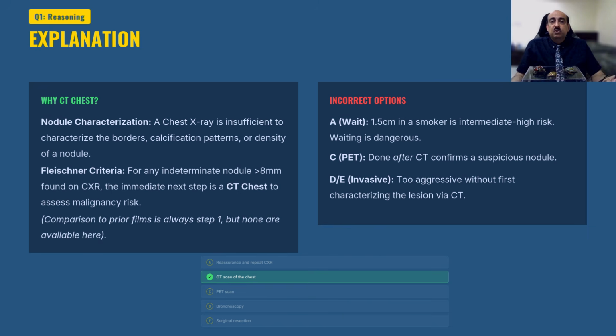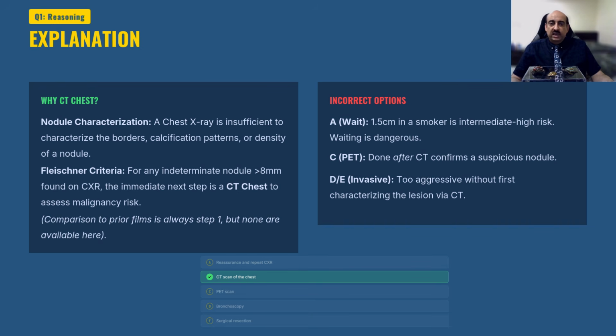Now let's look at options A, C, D, and E. Why were they wrong? Option A, you might think, if you are an impulsive type 1 system thinker, the first impression would be, okay, fine, wait, because the patient is asymptomatic. However, in this situation, the waiting is dangerous because there is no previous X-ray to compare with. The patient is a heavy smoker, so there is an intermediate to high risk of malignancy, especially if you look at the Mayo Clinic model for solitary pulmonary nodule malignancy risk score, which is available on different calculators.